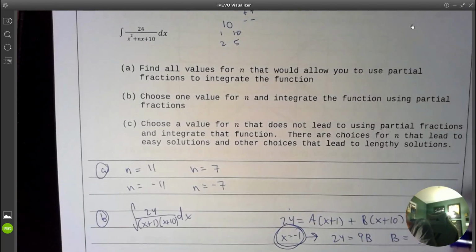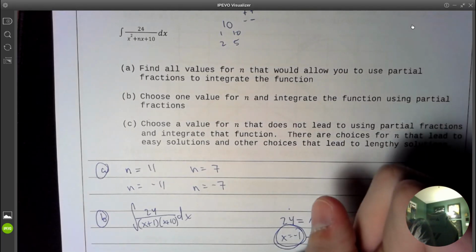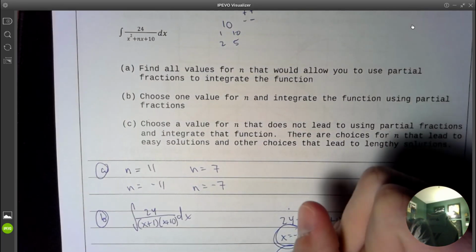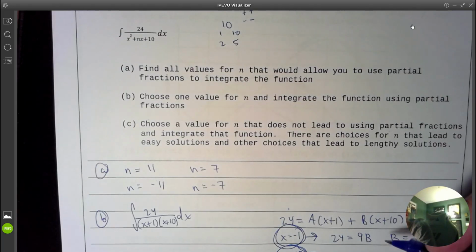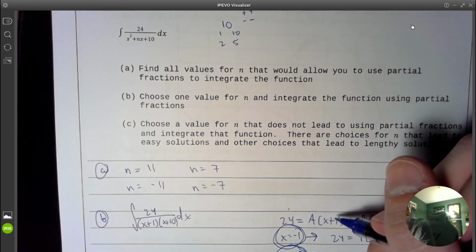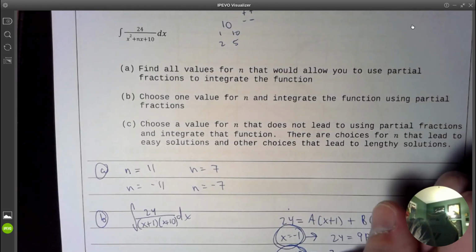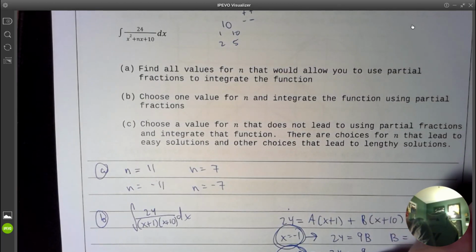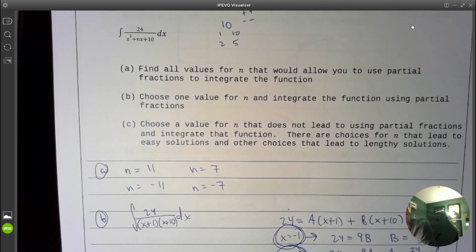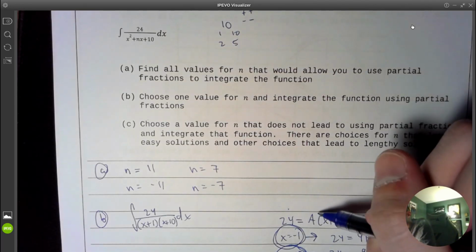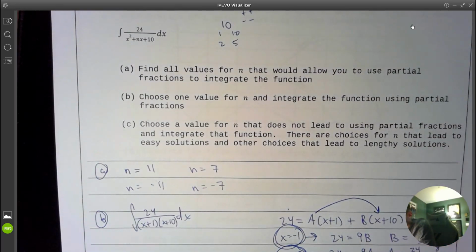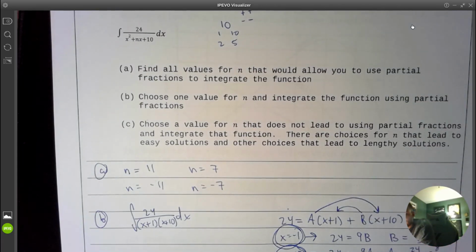Okay, kind of stupid, but whatever. And then let's do x equals negative 10. That's going to go away. That's going to be, oh my god, stupid, negative 9. Negative 9A. Excellent. A equals 24 over negative 9, which is negative 8 over 3. Now remember, the A has to go on top of the other one that it's not touching.